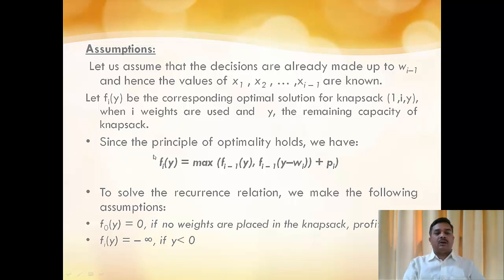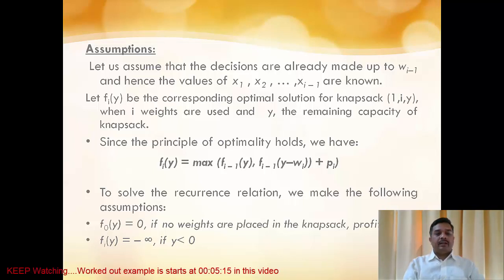Since it satisfies the principle of optimality, fi(y) is the maximum of f(i-1)(y) and f(i-1)(y minus wi) plus pi. To solve the recurrence relation, we have the following assumptions: f0(y) equals 0, if we assume that there is no weight placed in the knapsack with profit 0, and fi(y) is minus infinity if y is less than 0.